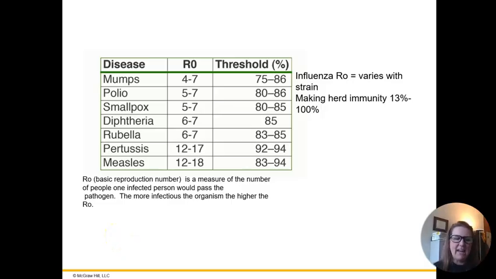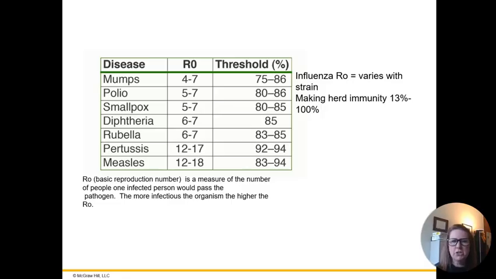All right, let's take a look at what we call R naught. R naught tells us essentially the number of people that one infected person could infect in a population. So with mumps, one person that's infected can pass it on to 4 to 7 people. You see polio, about the same, smallpox, diphtheria, rubella. Pertussis, we see that that number increases dramatically. So one infected person can infect 12 to 17 other people. And measles, about that much as well.